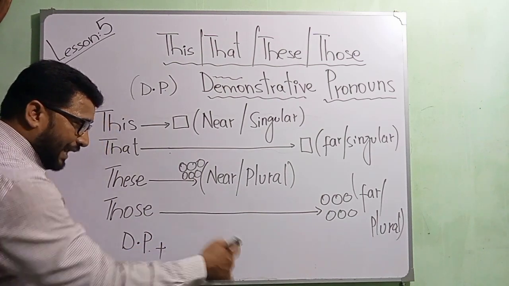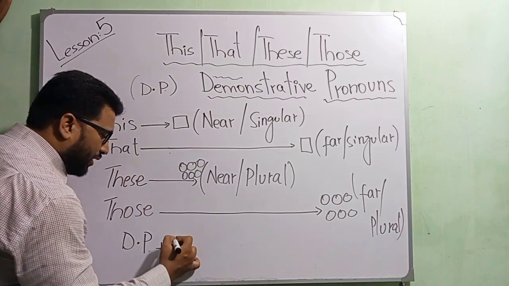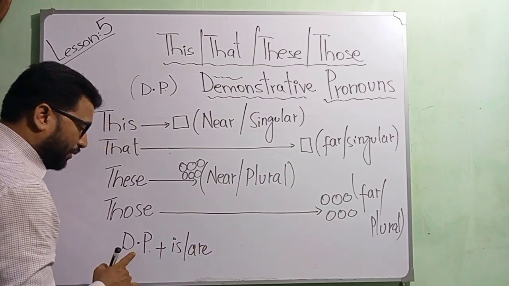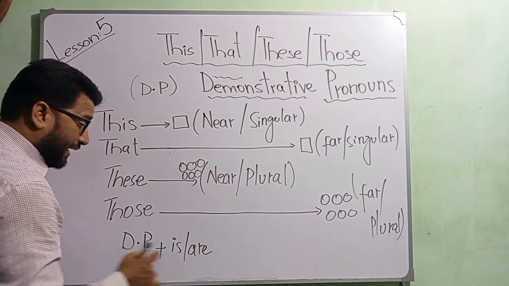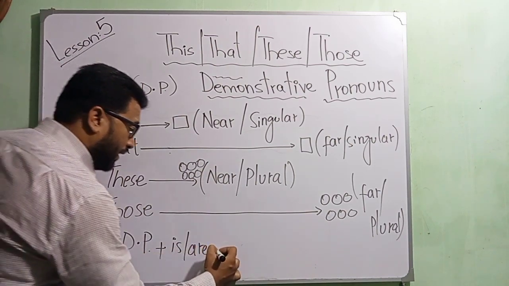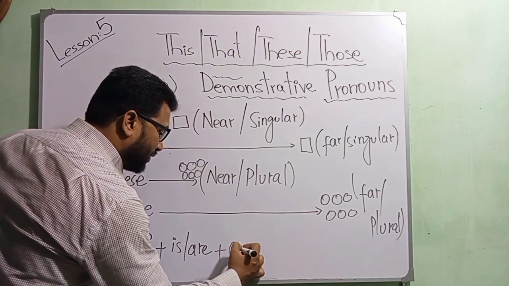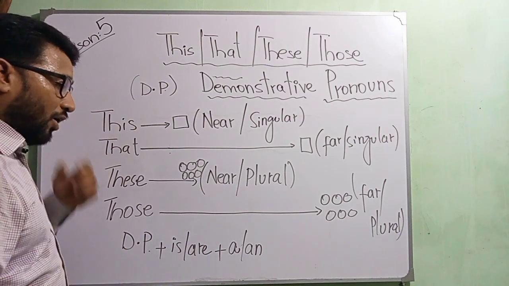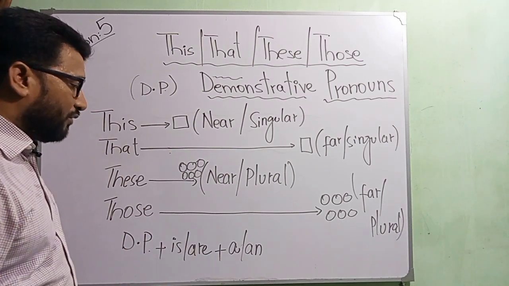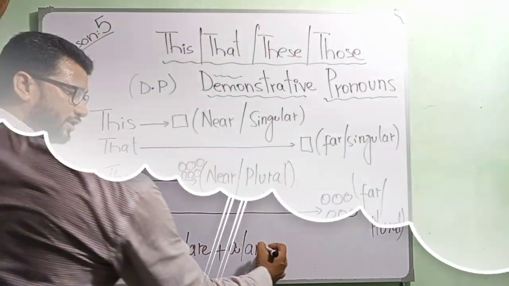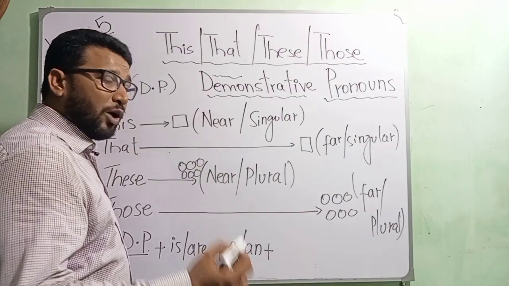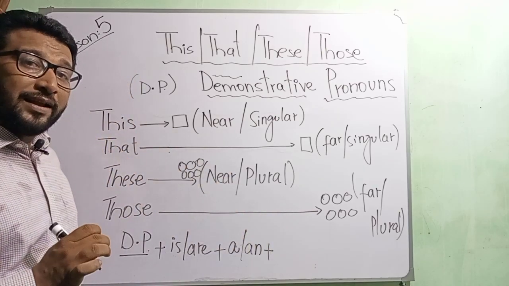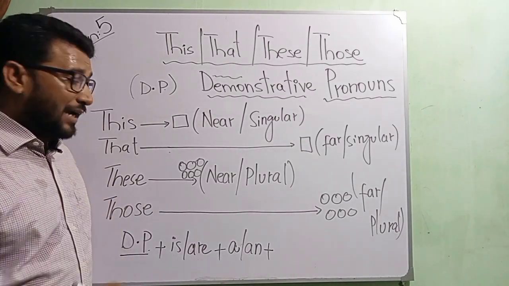And if the noun which you are going to talk about is singular, you're going to use is. And if that noun is plural, you're going to use are. For example, this is, that is, these are, those are. And if the noun is singular, we always go for using an article, a or an. A or an is a must. If we are talking about a singular noun, we are going to use a or an according to the noun, as I have already discussed when I was talking about articles.